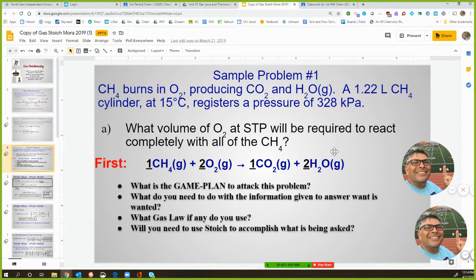So here's sample problem number 1, and this is what I want you guys to work on your own. You can talk to your buddies about it. I'll leave the mics open. Just keep it clean.